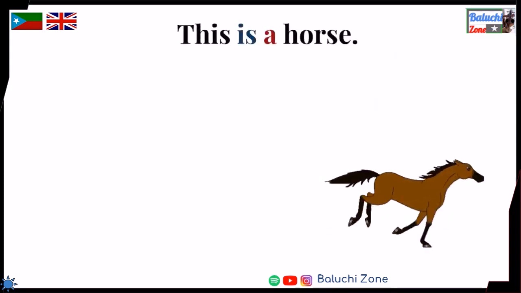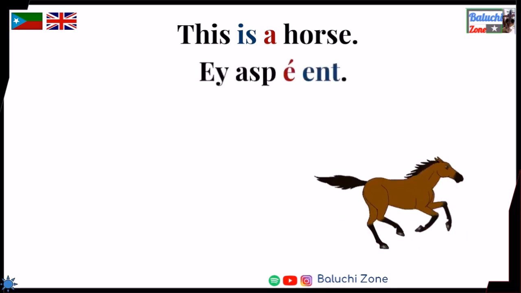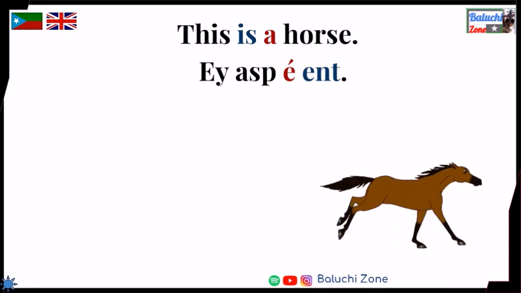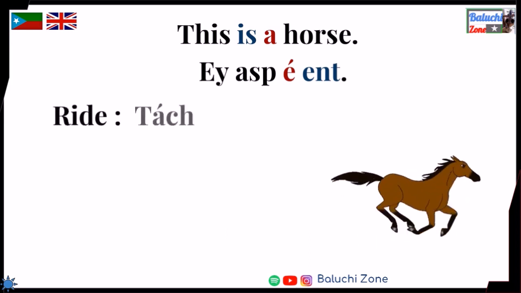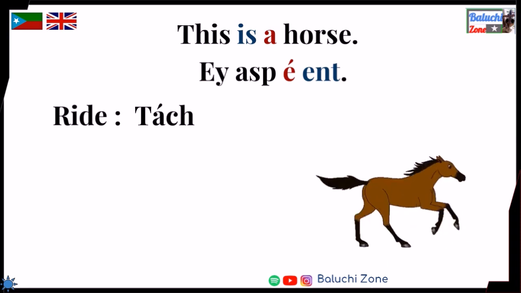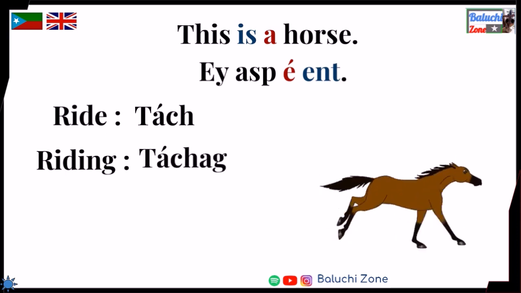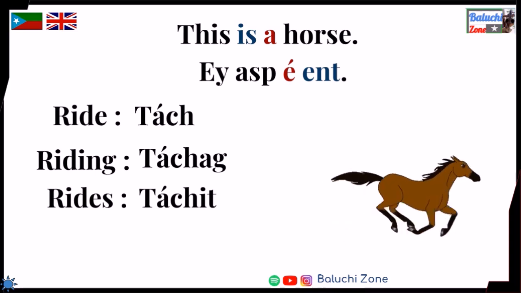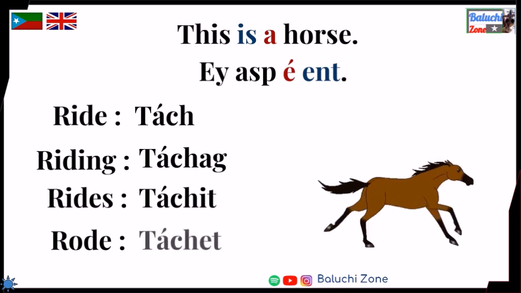Now let's explore with other words. This is a horse. Ie asp ie ent. Ie aspie ent. To say ride in Baluchi, we say touch. Riding, tochag. Rides, tochit. Rode, tochet.